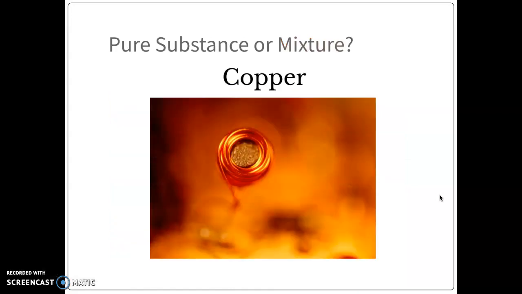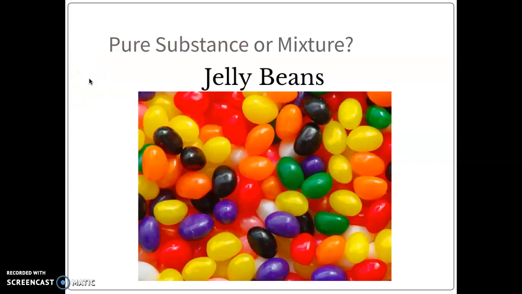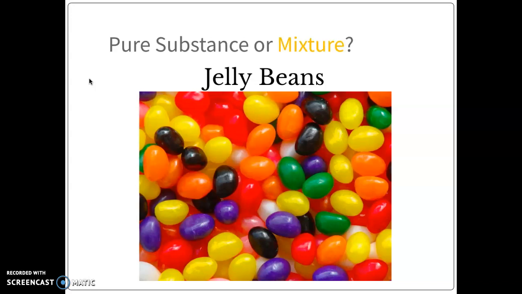Copper, is that a pure substance or a mixture? Copper is a pure substance. It is actually an element on the periodic table, so it's not a molecule or a compound, it's just an element, which does make it a pure substance, and its abbreviation on the periodic table is Cu. All right, pure substance or mixture, jelly beans. That is a mixture.